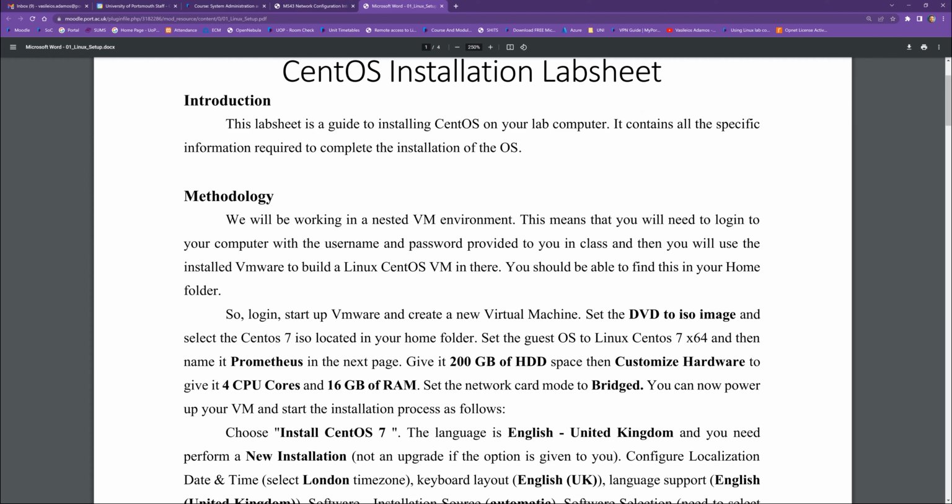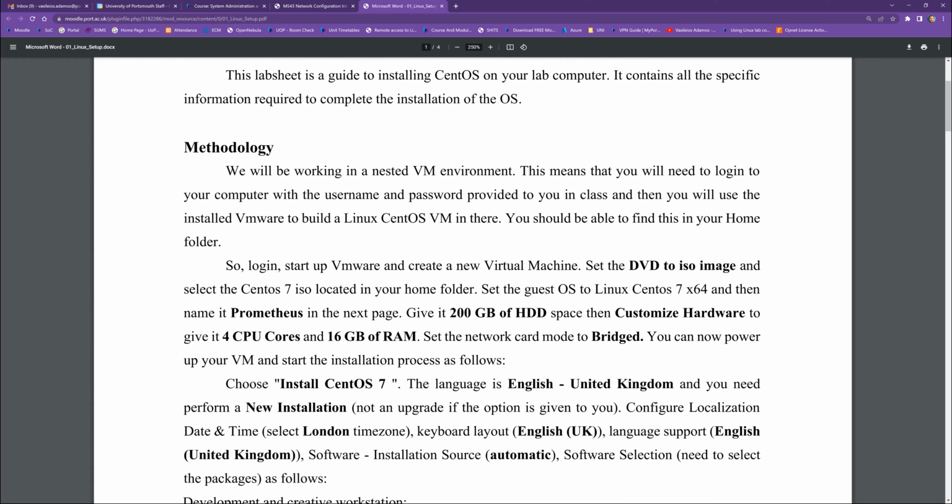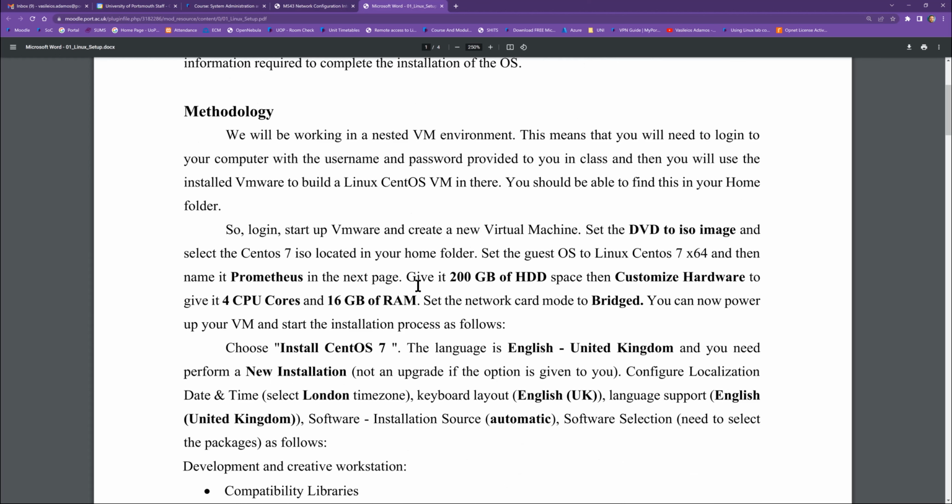The computers can take it because they are pretty powerful computers, Xeons with NVMEs and 64 gigabytes of RAM and so on. So don't worry about performance and everything else. So you will build your VM, and this is what we do in the first lab set. We build a virtual machine that will be your host. You give it some space, let's say 200 gigabytes of space, 4 CPU cores, 16 gigabytes of RAM, and you set the network card mode to bridged.